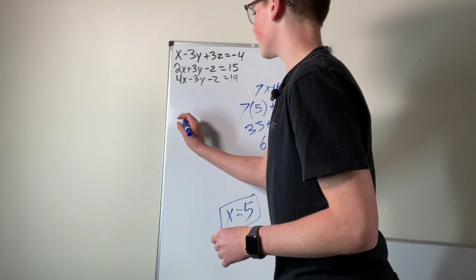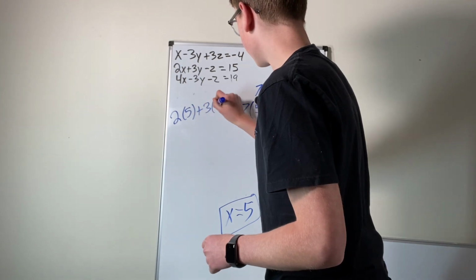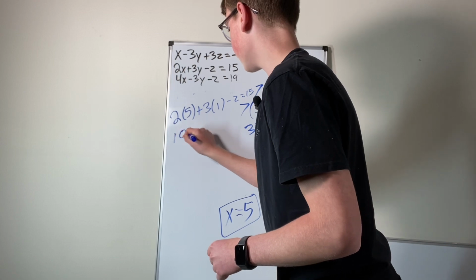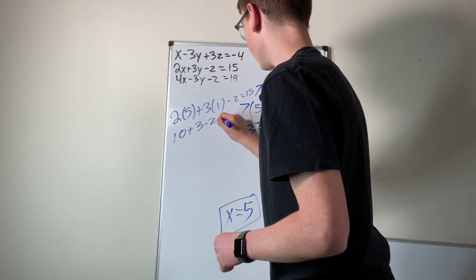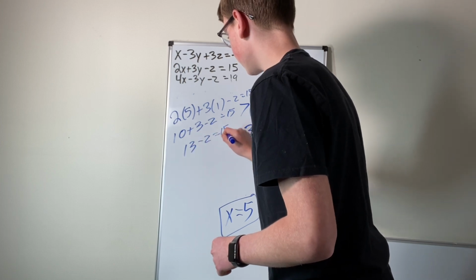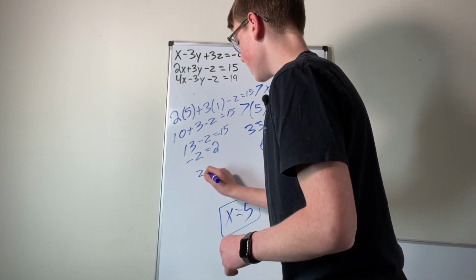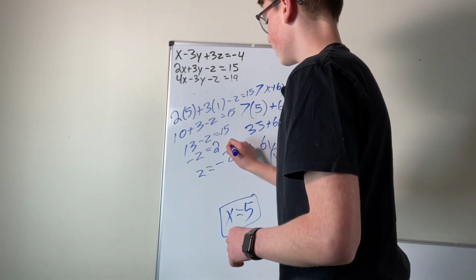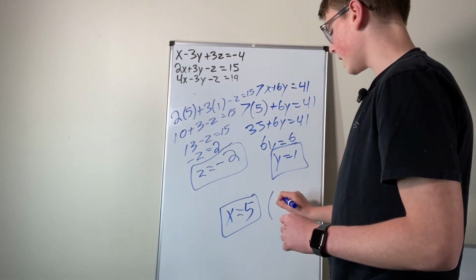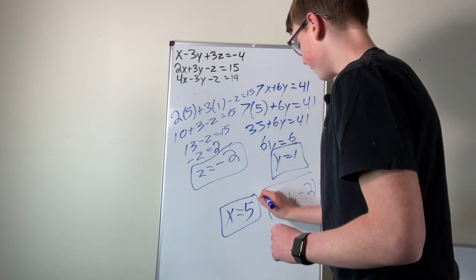But let's just start. Let's pick this middle equation of 2x plus 3y minus z equals 15. So that means 10 plus 3 minus z equals 15. So 13 minus z equals 15. That means minus z equals 2. So z equals negative 2. Well, we just solved, and we would put this as 5, 1, negative 2.